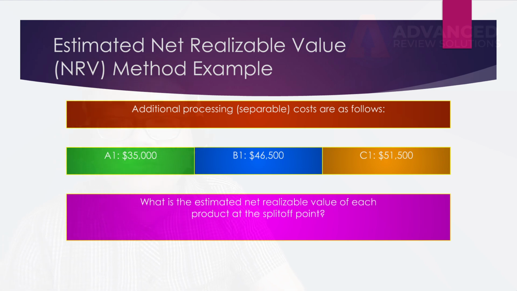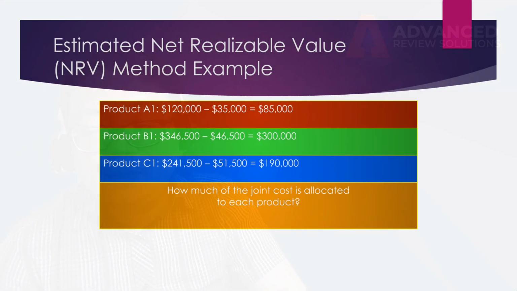Of course, there will also be additional processing costs. So, ano yung mga additional processing costs? Alright, you have your 35,000, you have 46.5, and you have 51.5. So in terms of net realizable value, kasama yung selling price mo na bago minus your additional processing costs, no?